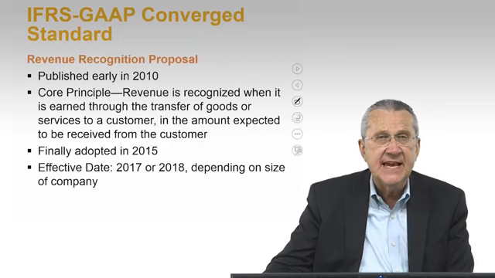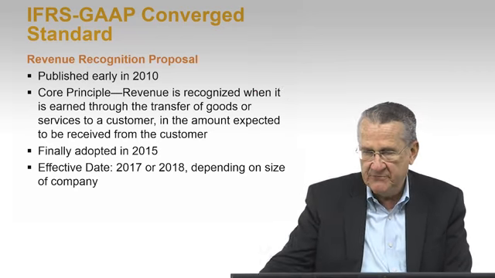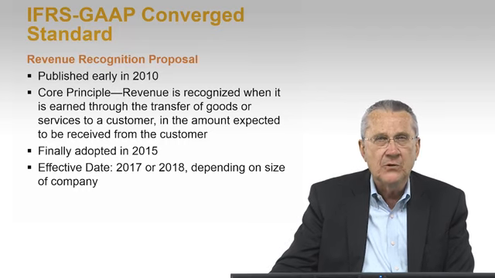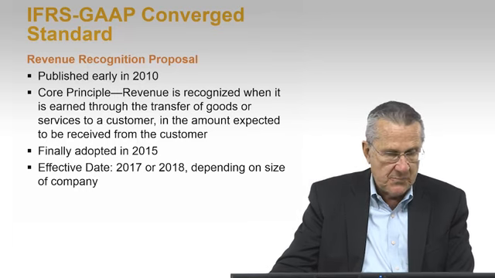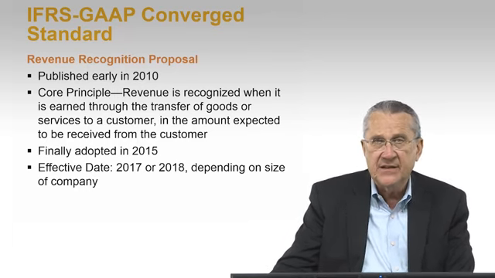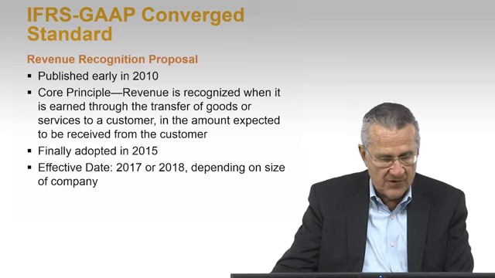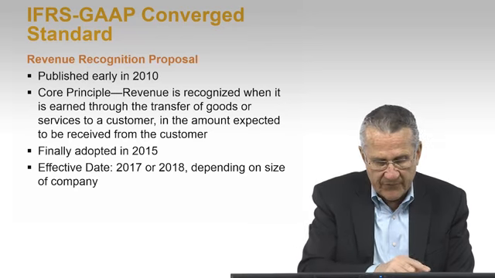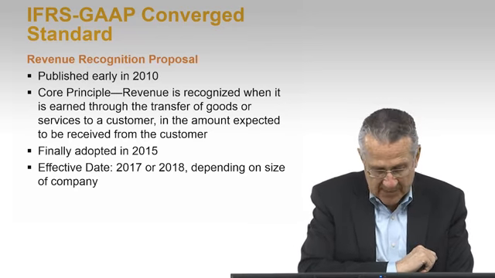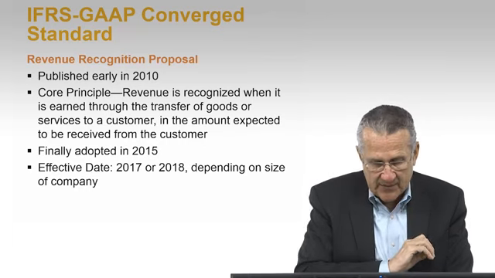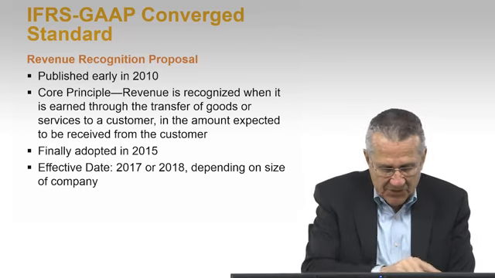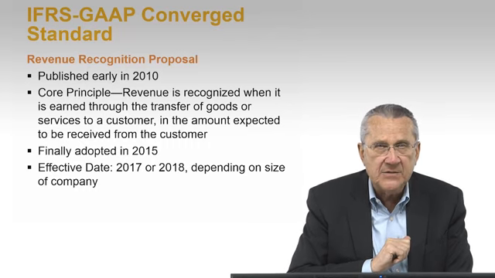In 2010, and I've included these data because I want you to see what can be involved, a revenue recognition proposal was published, jointly by the Financial Accounting Standards Board and the International Accounting Standards Board. And again, the core principle is that revenue is recognized when it's earned through the transfer of goods or services to a customer. And in general, we've taken that to mean transfer of title. And it is recognized in the amount expected to be received from the customer.